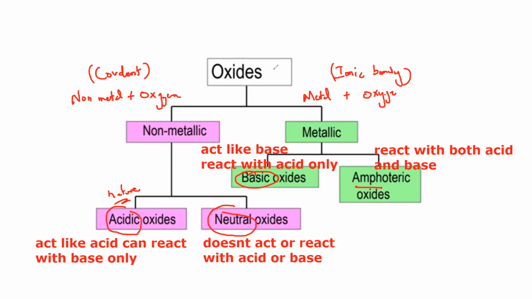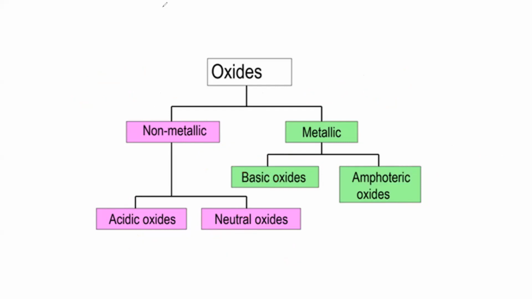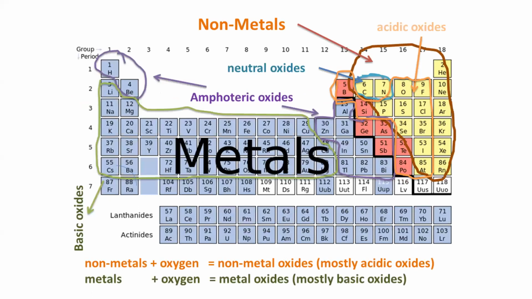Is it clear? First, the definitions of acidic, neutral, basic, and amphoteric oxides. Then how to identify them is the second thing. But the first thing, you should understand the term: if we say acidic oxide, it can react with base. If it's a basic oxide, it can react with acid. If it is an amphoteric oxide, it can react with both. And a neutral oxide does not react with acid or base. Now, how will you identify the acidic, basic, neutral, and amphoteric oxides?